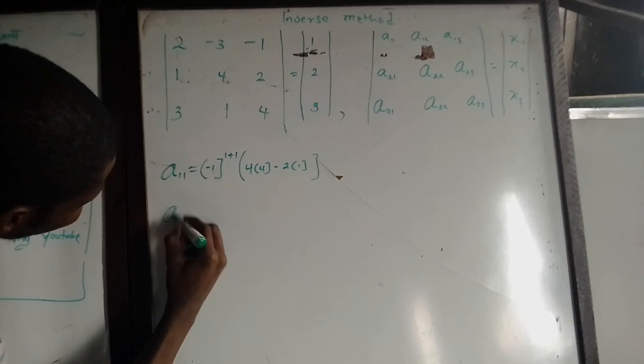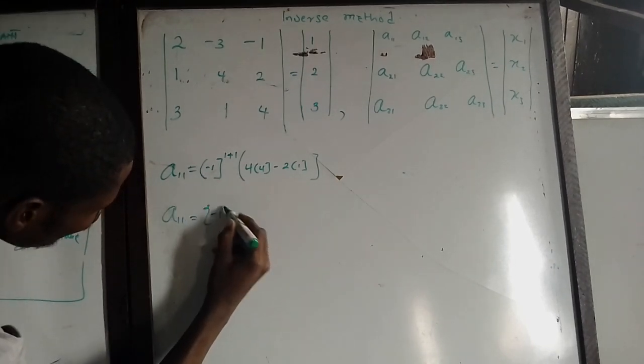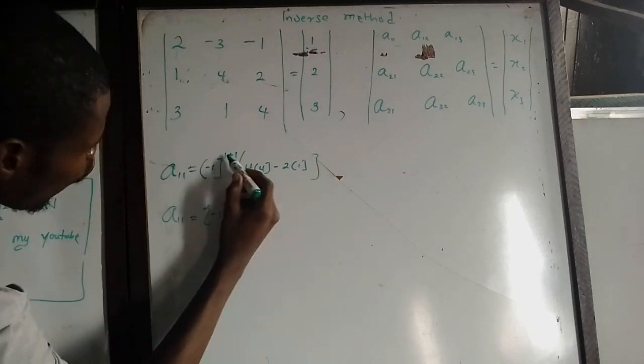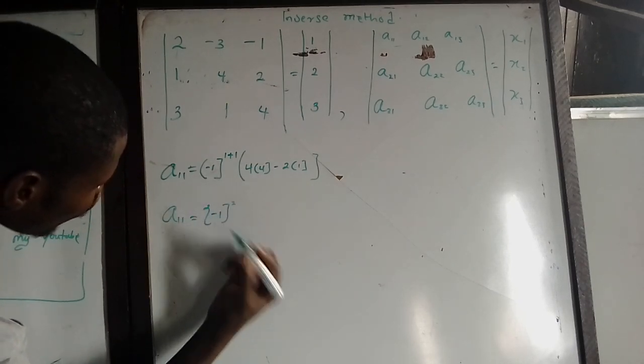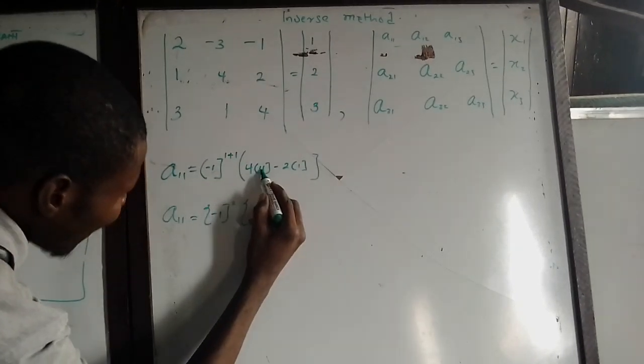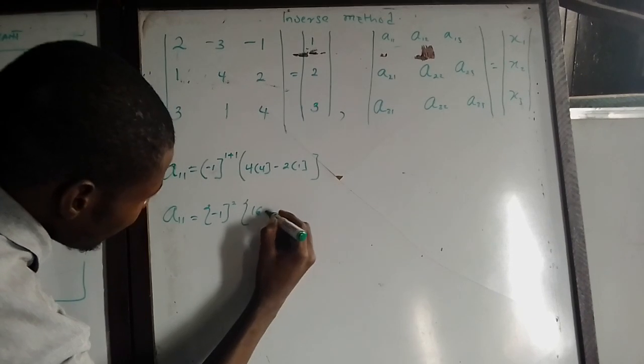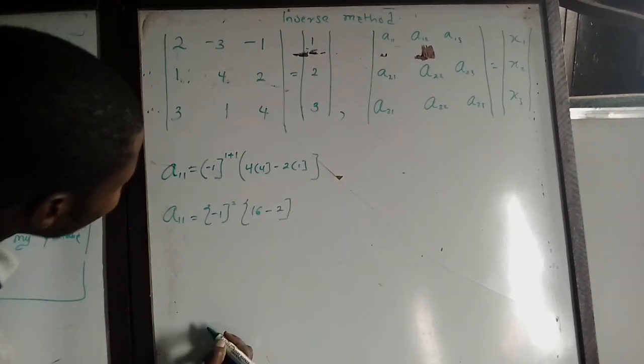Then you are going to have A11 equals minus 1 raised to power what? 1 plus 1 is what? 2. Then you continue. You are going to have 4 times 4 is what? 16. Minus 2. Do you understand?